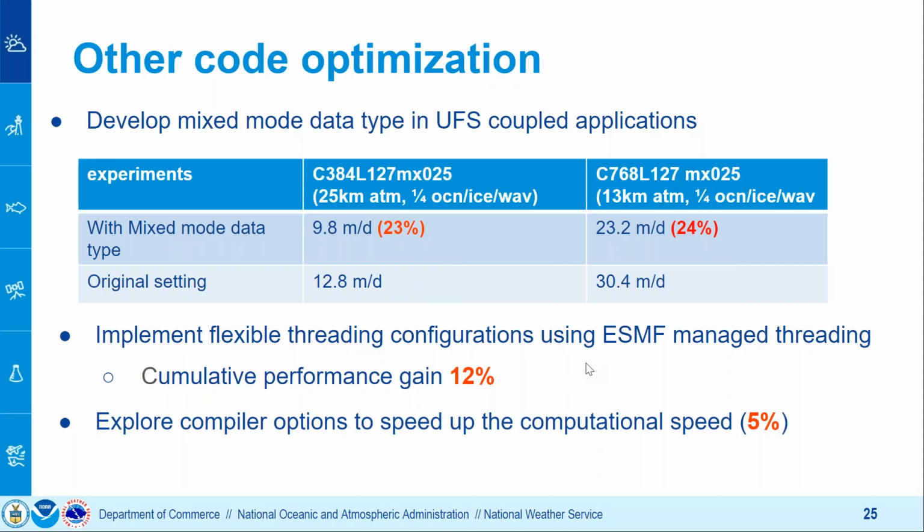Other updates on using the resources efficiently. We are using the new feature the ESMF group developed. It's called ESMF Managed Threading, and it helps us use the resources efficiently. So the cumulative performance gain is 12%. We are also exploring other compiler options to speed up the model, and we still maintain the reproducibility and all the other features.